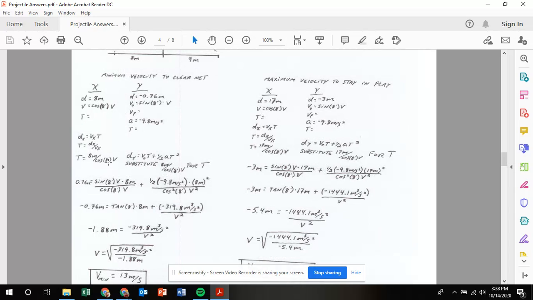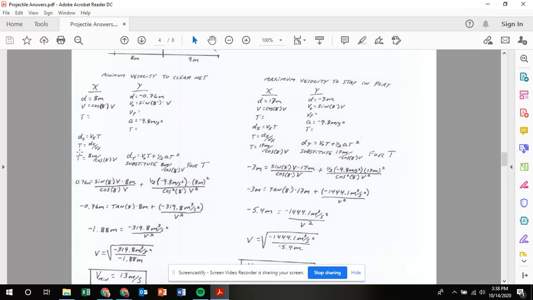We're going to have a simultaneous equation in this problem because we do not know the velocity and we do not know the time, but we're going to have two equations. In the x direction, d equals v times t. Rearrange for time: time equals d over v. In the y direction, d equals v naught t plus 1/2 at squared.